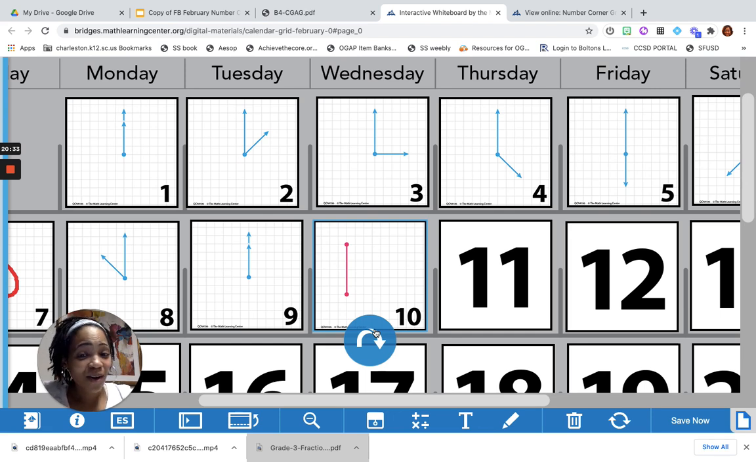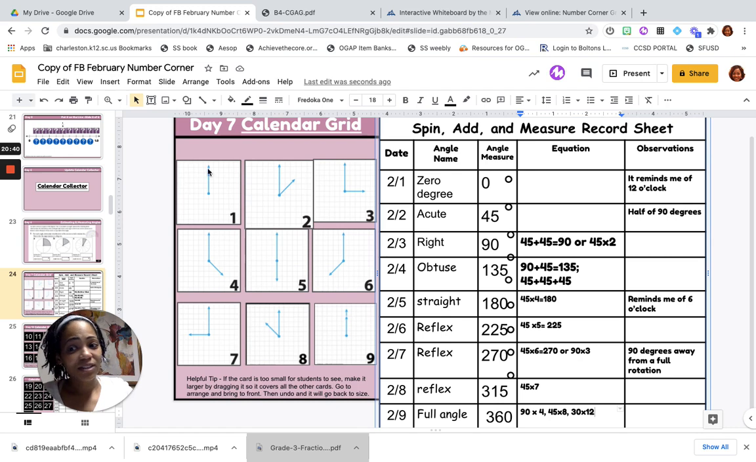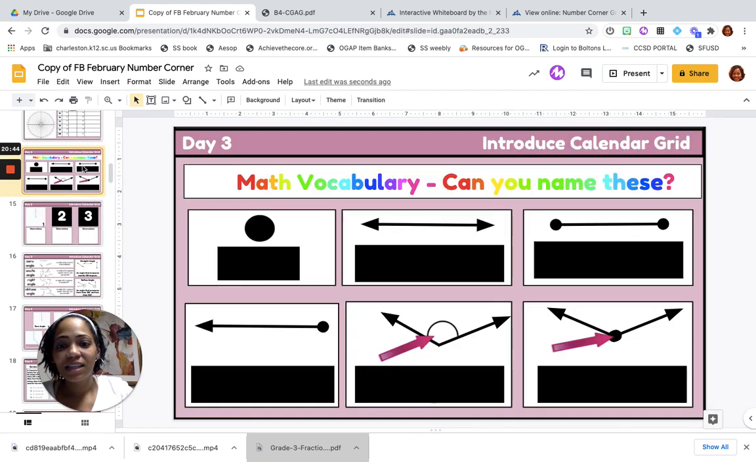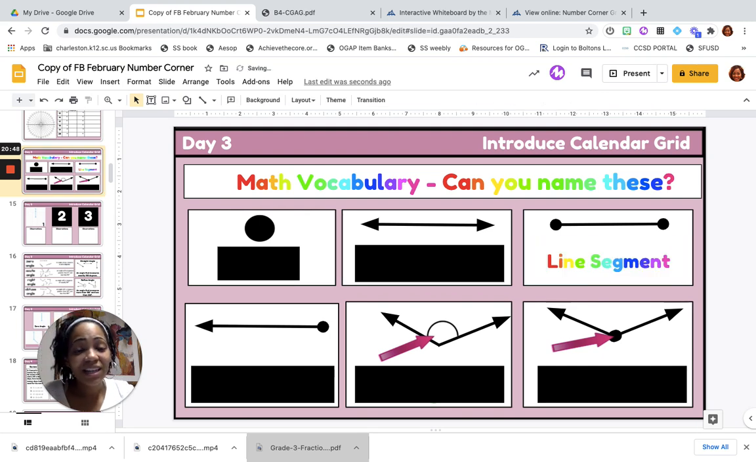Well, what do we know it's called? It's not a ray. Let's go back to our vocabulary terms really quickly. It is a line segment. That's what it is. I wonder what that's going to mean for the rest of the month. I will go ahead and tell you that our pattern is changing. And you, my friends, are just going to have to stay tuned to see how it's changing.